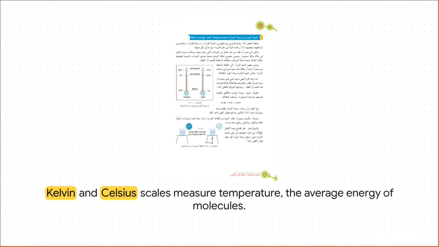Celsius is the one we all know, based on water, but Kelvin is the absolute scale. 0 Kelvin means everything stops, all molecular motion just ceases. The conversion is super simple though. Kelvin is just your Celsius temperature plus 273.